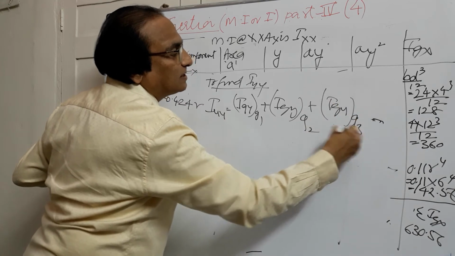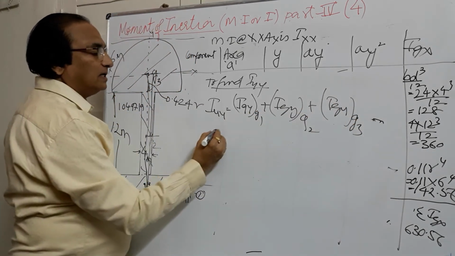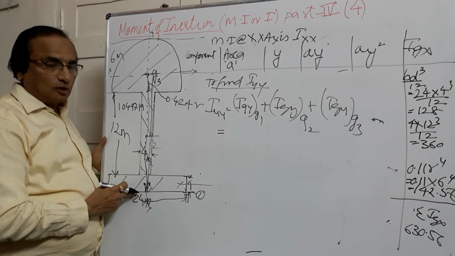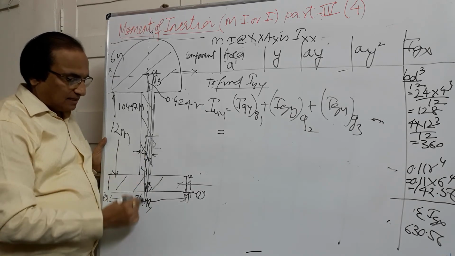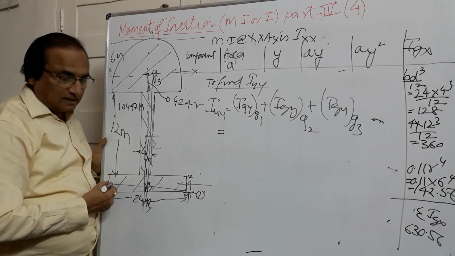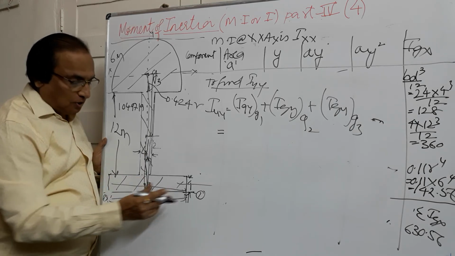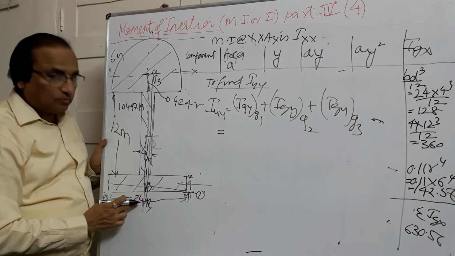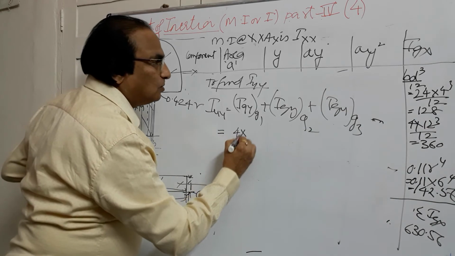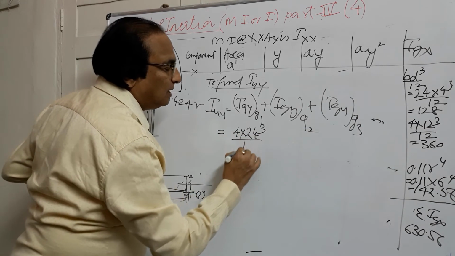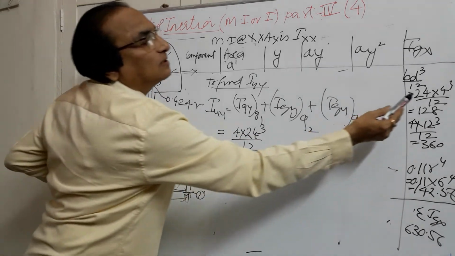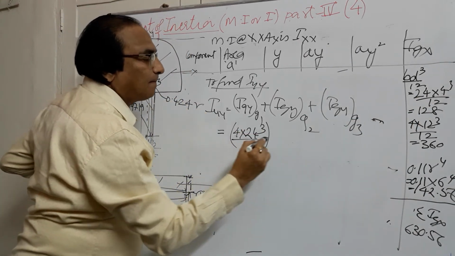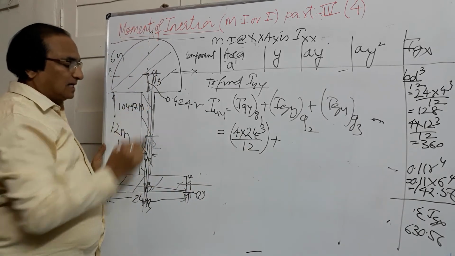We have got three figures here. We have added all the three figures here. So this will be equal to, what is moment of inertia of rectangle? B d cube by 12. I told you, if this is an axis, this dimension is perpendicular to the axis and this value will be cubed. So B will be 4 and D will be 24. So 4 into 24 cube divided by 12.